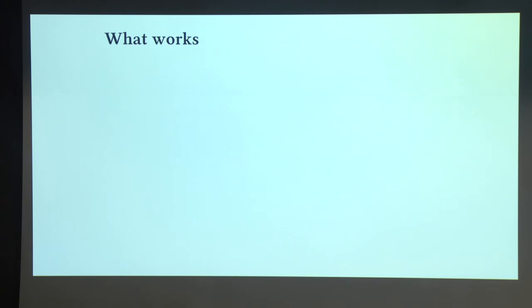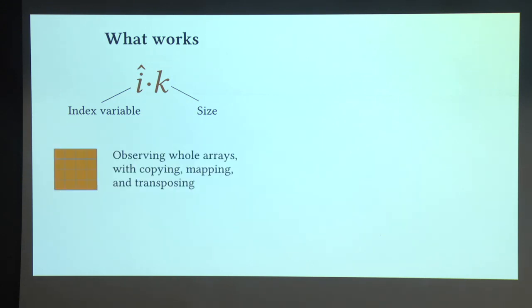So what kind of programs does this work for? To remind ourselves, our representation of index variables was variable and the size of the array. So this represents iteration spaces, and this basically allows the program to work for observing whole array manipulations, like copying, transforming, transposing, mapping, etc. And this is already useful for a wide variety of programs.